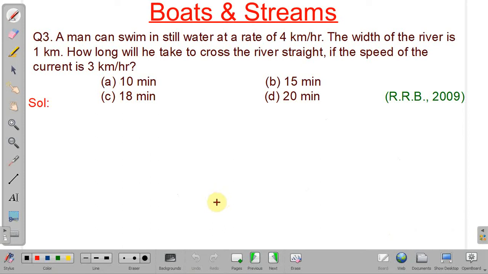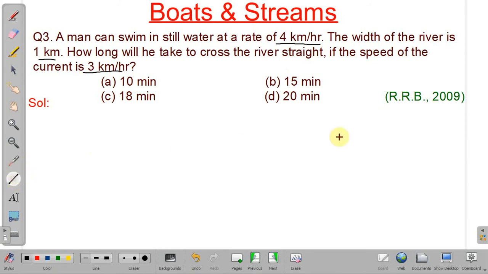See, in this problem, it is a problem of crossing a river. So a man can swim in still water at the rate of 4 km per hour, and width of the river is 1 kilometer. It is given. So how long will he take to cross the river straight? So in a straight direction he has to cross, and speed of the current is given 3 km per hour.